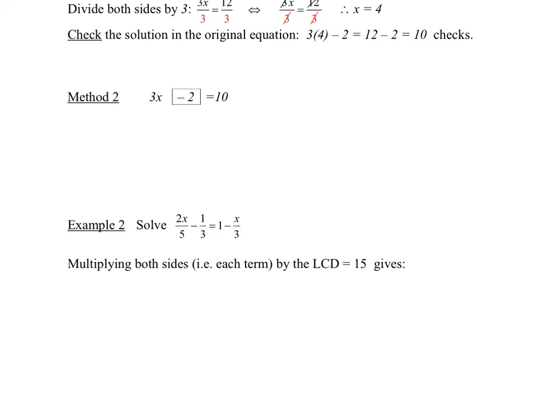Another way of thinking about that is that you simply are moving the negative 2 over to the other side. And when you do that, you're ending up with 3x equals 10 plus 2 because it's shifted to the other side. So 3x is equal to 12. And so 3x is equal to 12 then gives you x equals 4.